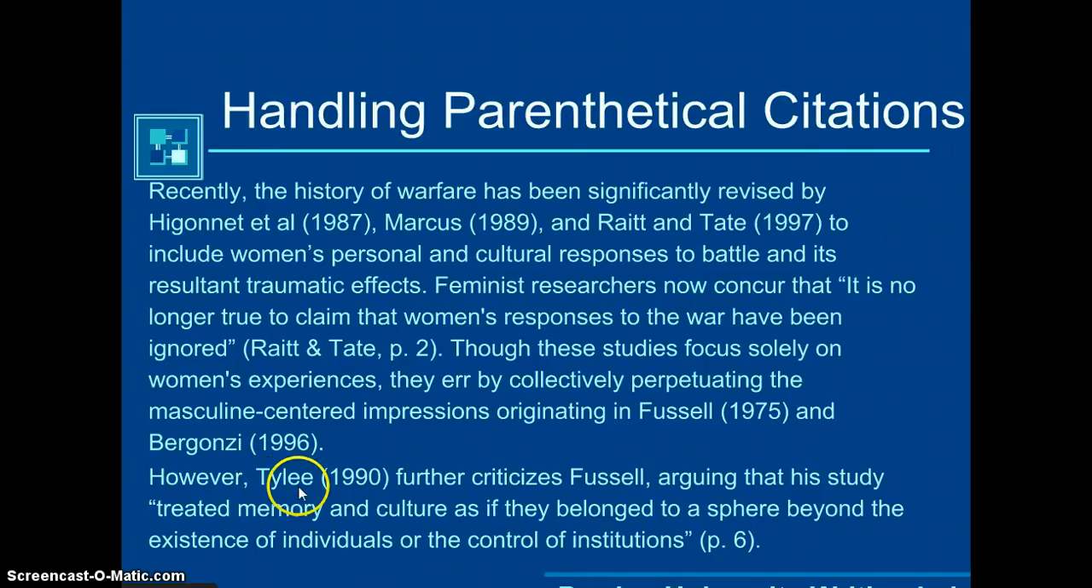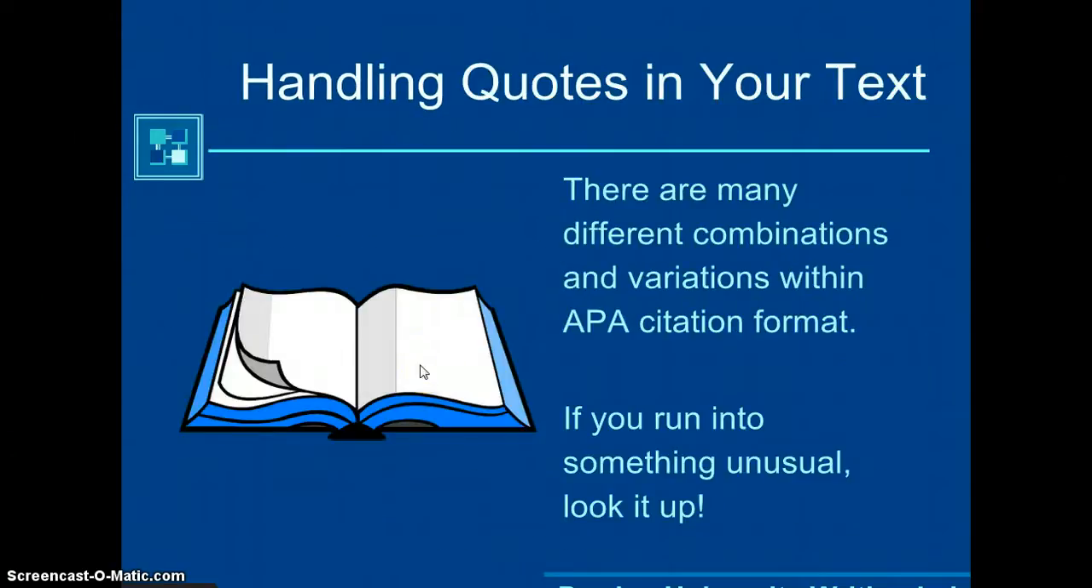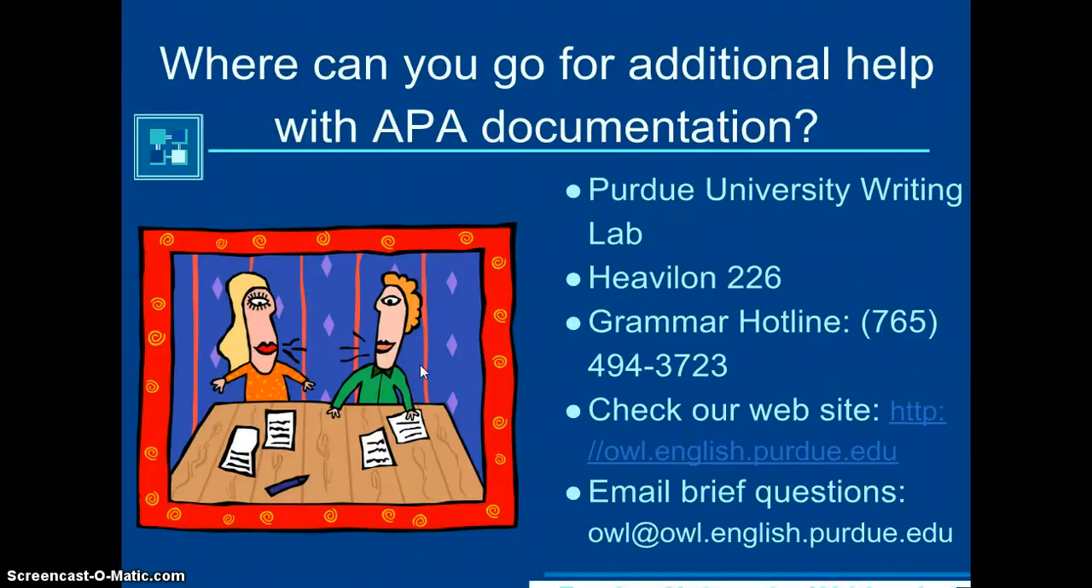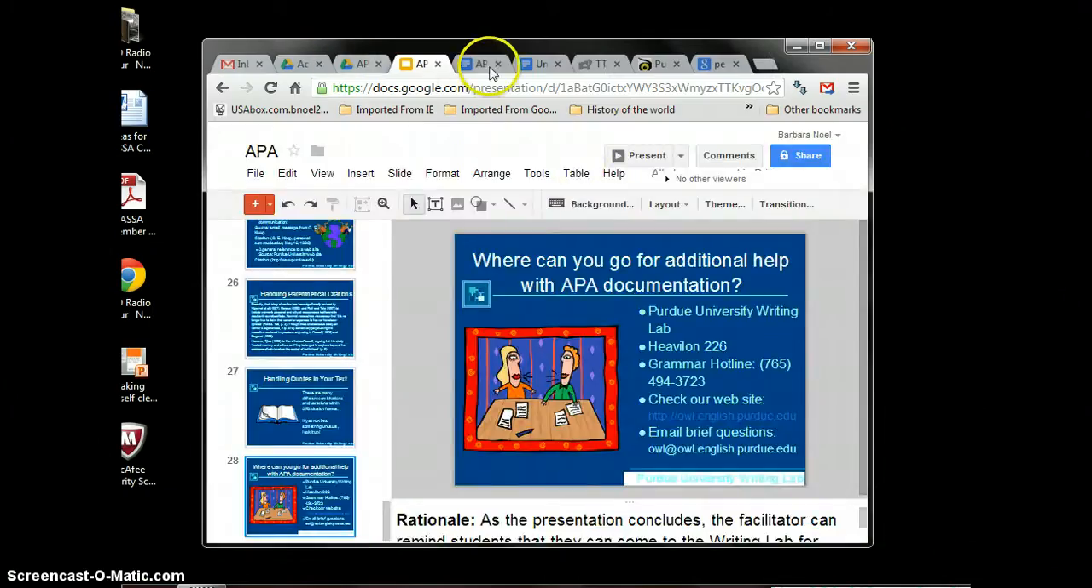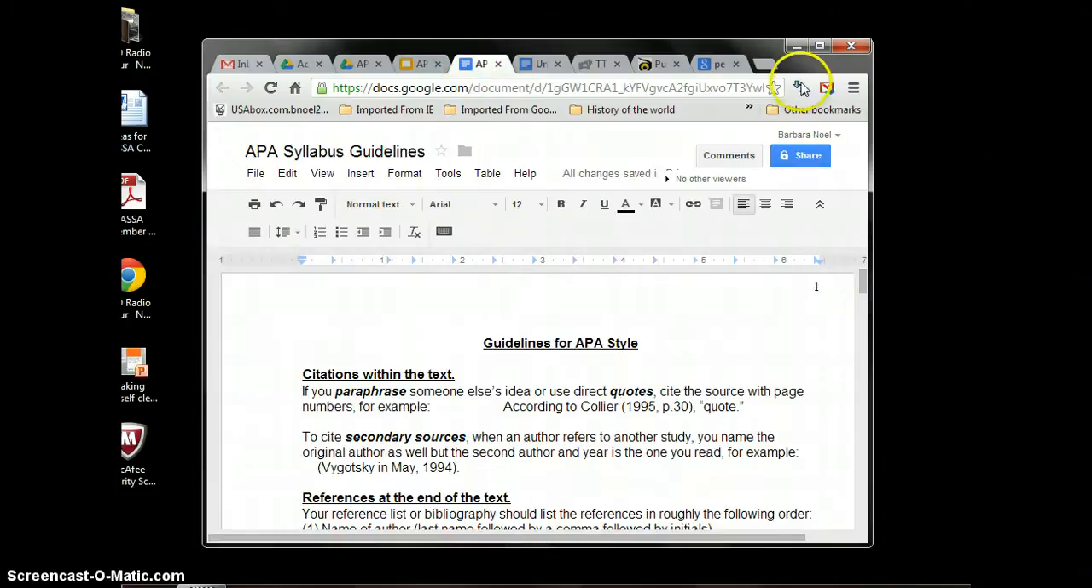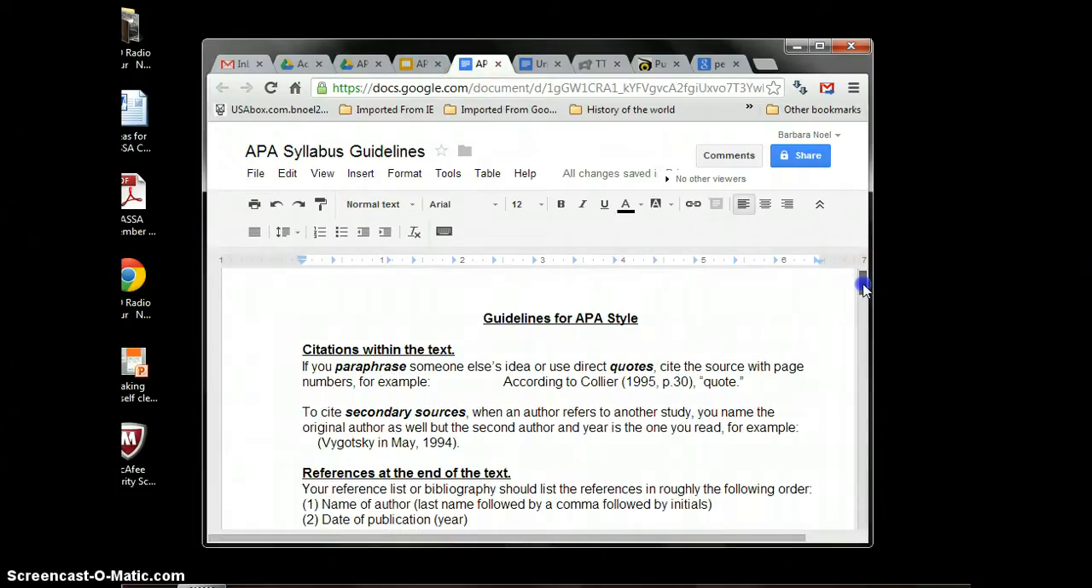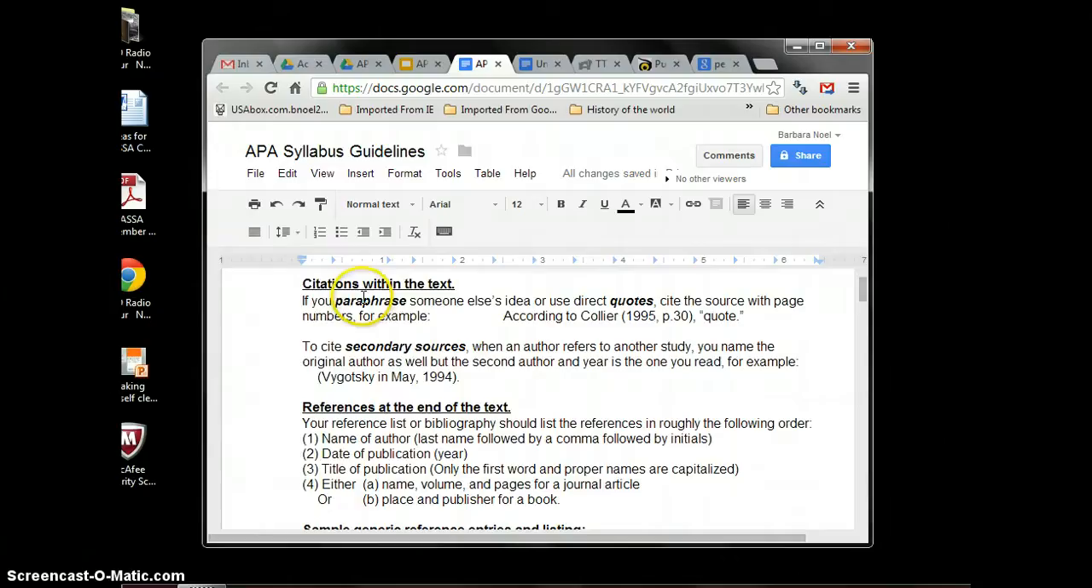So you can either have the author and then the date, or you can have the authors and the page numbers. So you can break those up if you wish. There are many different combinations and variations, so again, you'll want to look that up as you have questions. Again, go to owl.english.purdue.edu for more information. You will also have something that looks like this that is a short way for you to remember how to work in citations within your text.